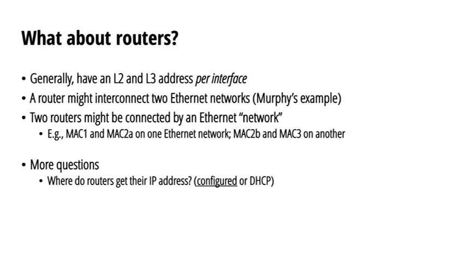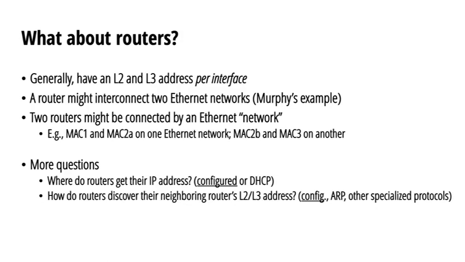So more questions. Where do routers get their IP addresses? For this class, we're going to say they're configured. You could also have something like DHCP. But that's how the interface on each router got its IP address. We're going to assume the operator configured them.